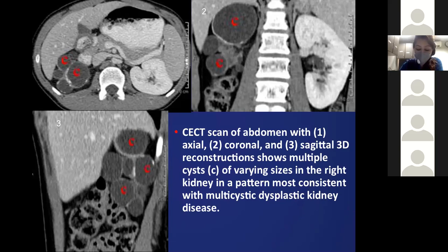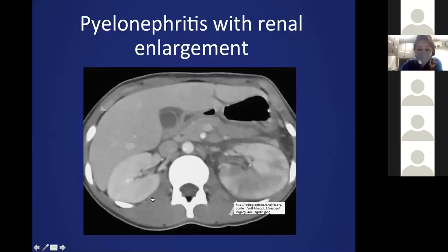This is another case. You can see this is the right kidney. This is a nephrogram phase, okay? Because you can see enhancing kidneys. The right kidney is normal, showing homogeneous enhancement.